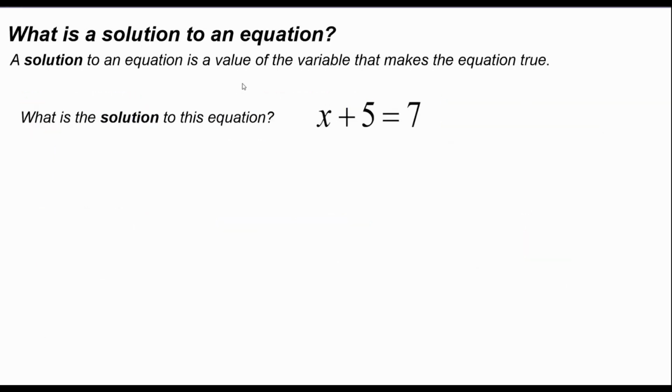So what is a solution to an equation? A solution to an equation is the value of the variable that makes the equation true. So remember, a variable is just an unknown or something that's always changing. So what is the solution to this equation? x plus 5 equals 7. Well, we just said that an equation says that these two expressions are the same thing. So x plus 5 has to be the same thing as 7. So what value of x would make this left side of the equation equal to 7? Well, hopefully you can tell that x has to be 2.